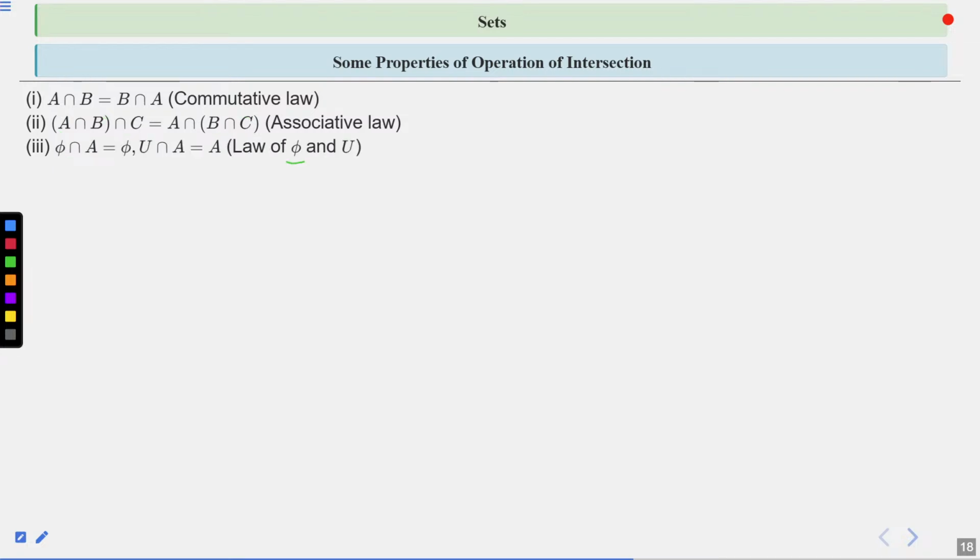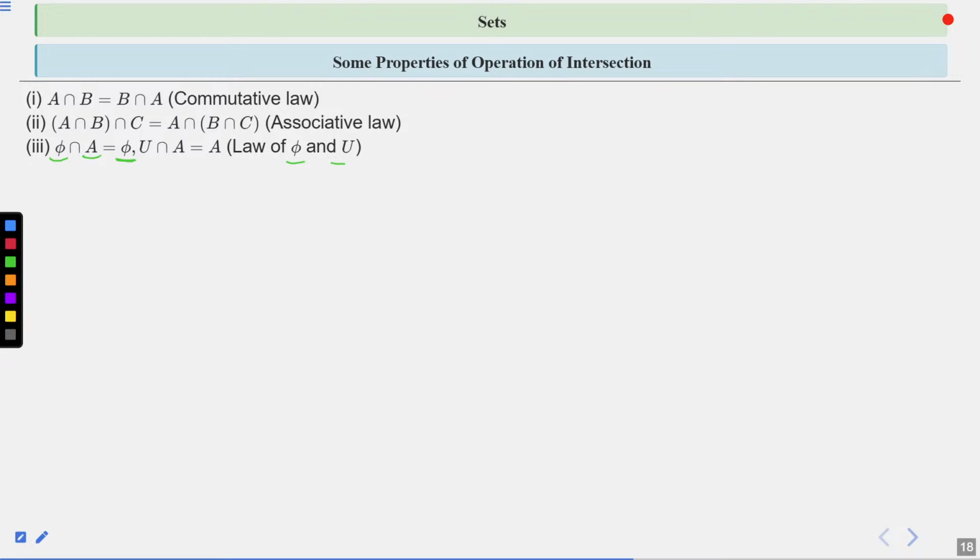Now, law of phi and U. The empty set intersection A will be the empty set. Why? Because you do not have any common elements to both sets. So eventually you will get your empty set.